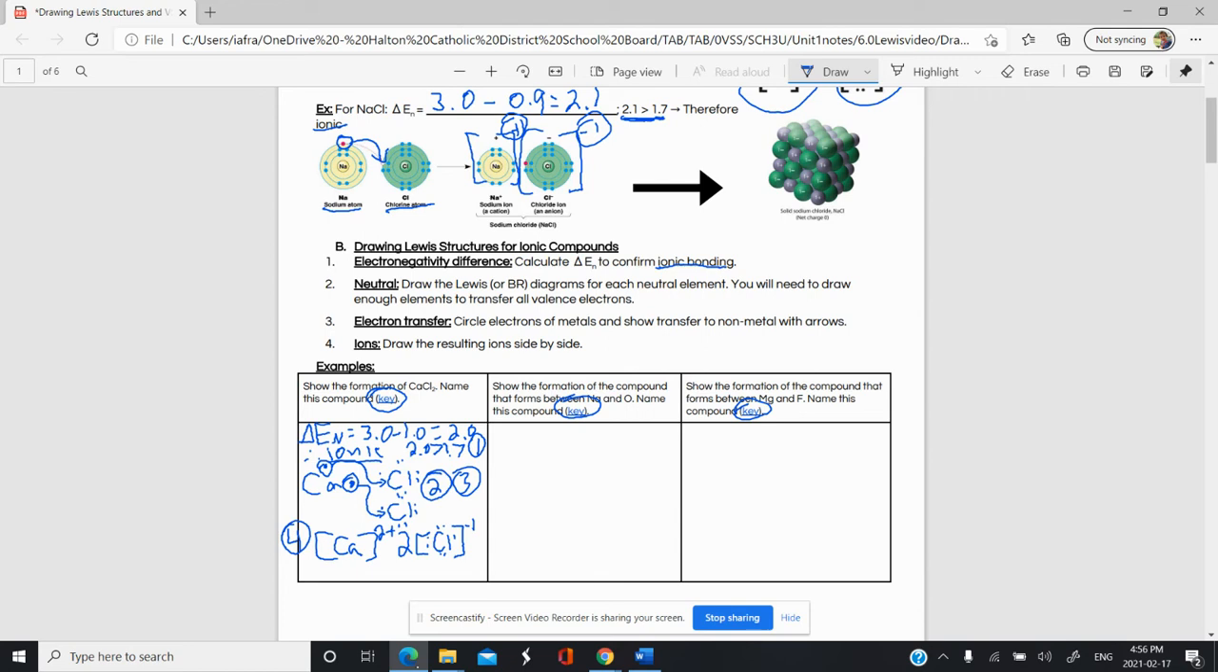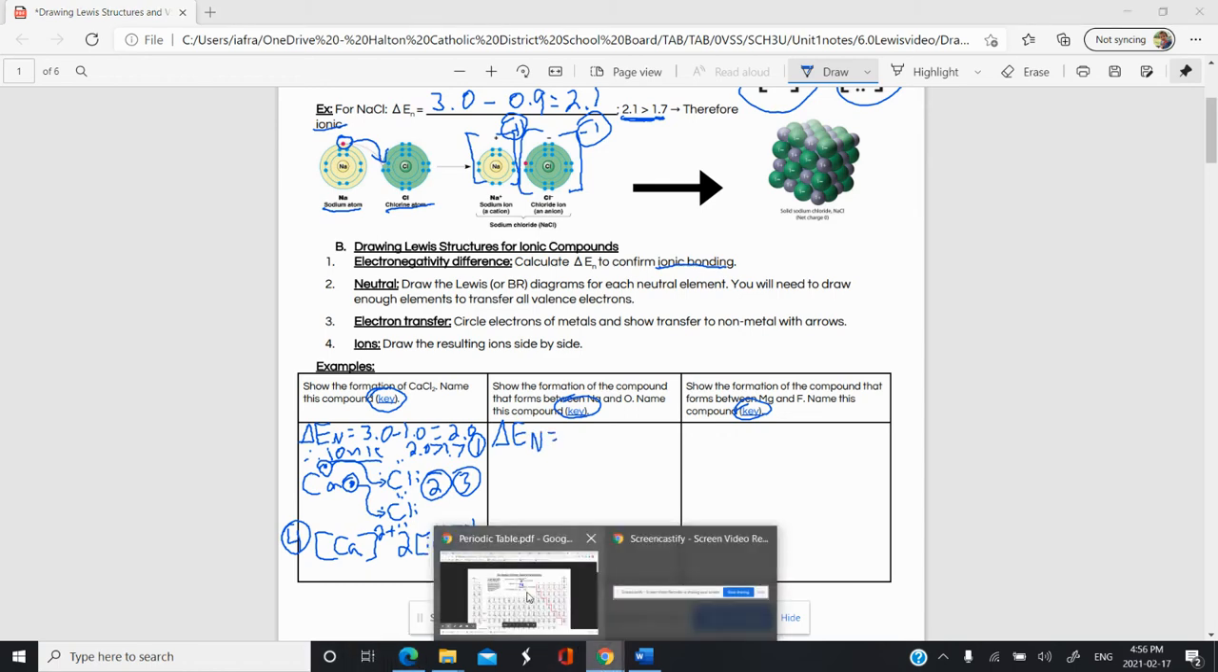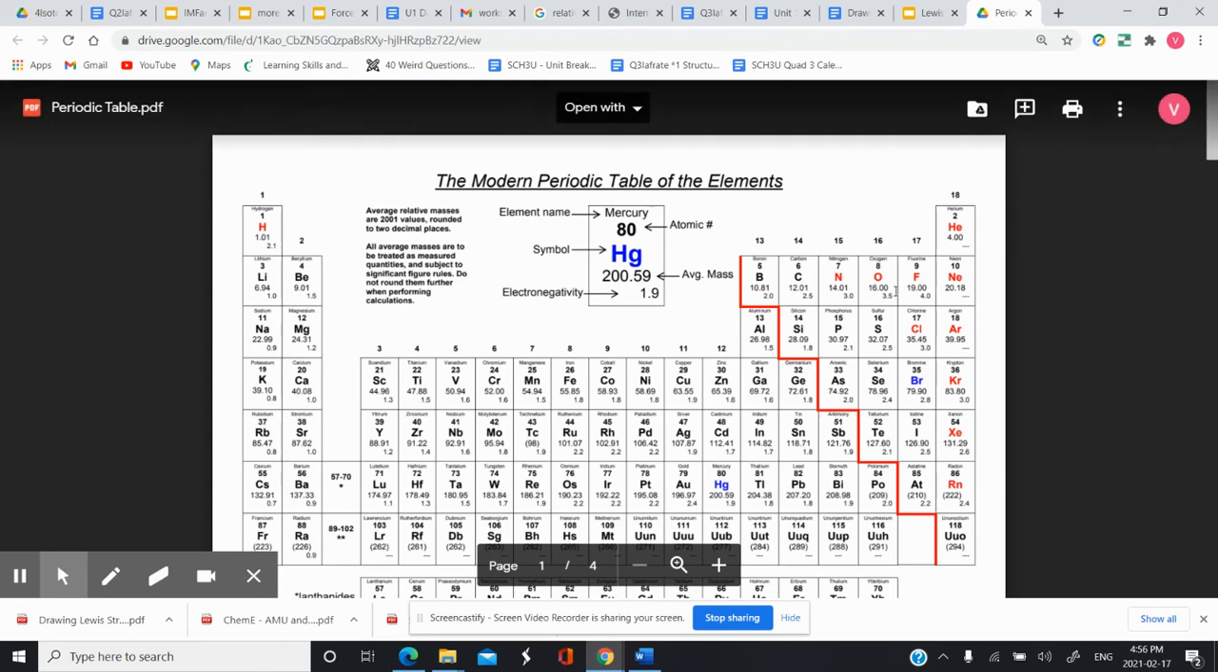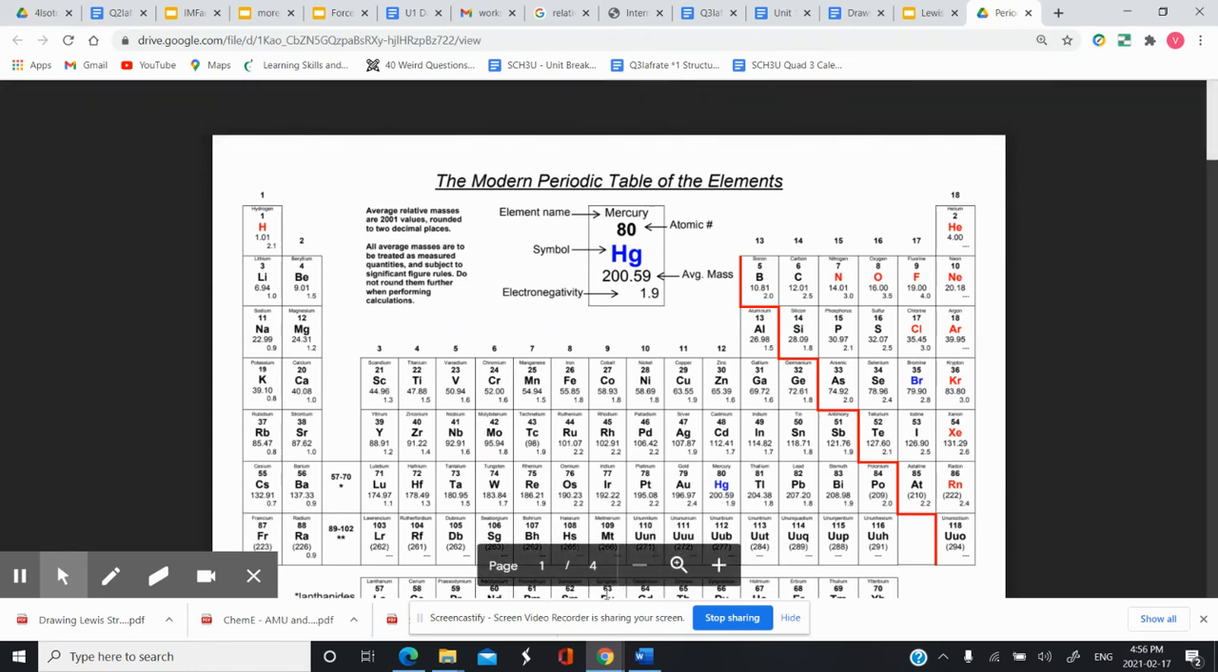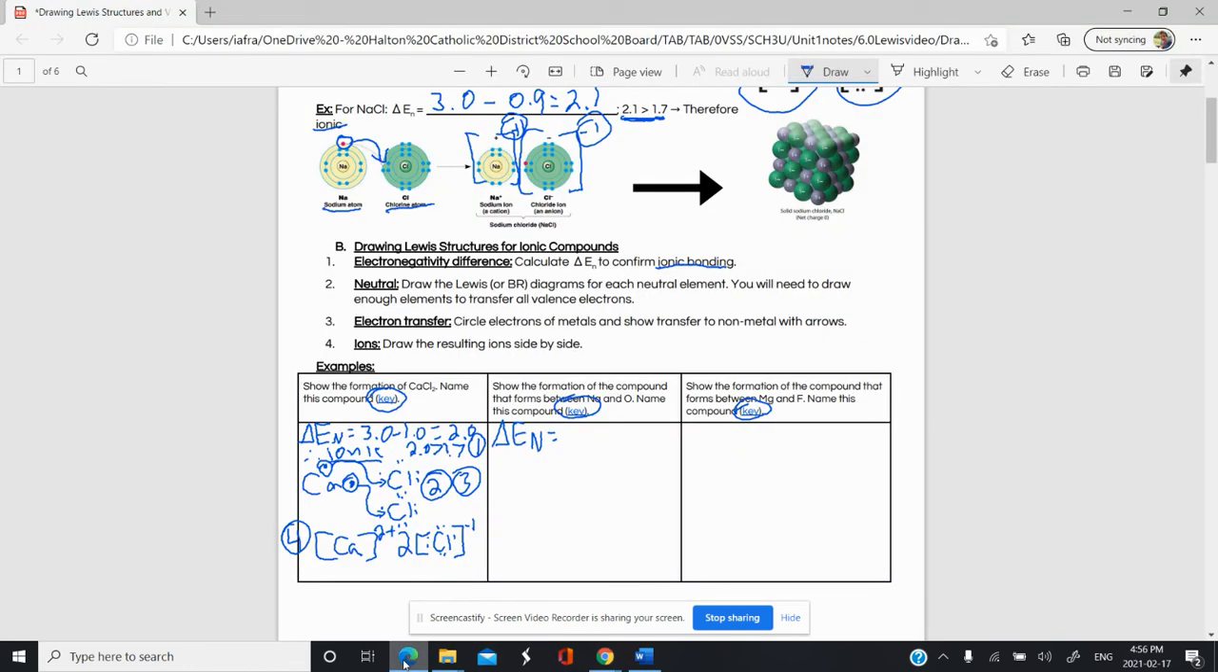So you can pause the video and try it yourself, and then check your work to make sure you're on the right track. So the electronegativity difference between Na and O. I know O should be larger because it's the non-metal in terms of electronegativity, so it's 3.5 minus 0.9. So we have 3.5 minus 0.9, and we're going to get 2.6.